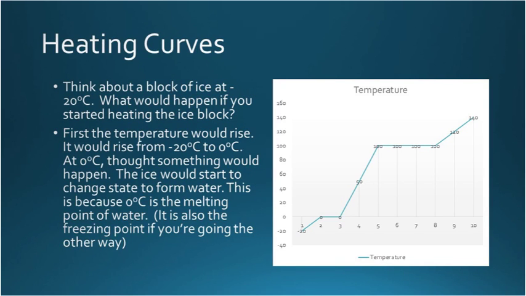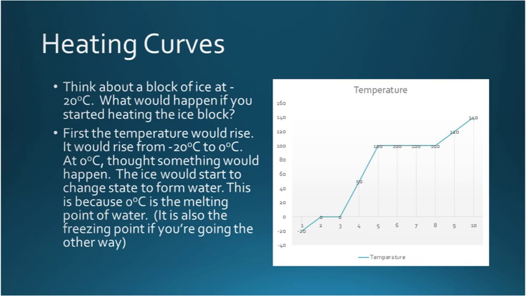Here's an example of a heating curve. Think about a block of ice at minus 20 degrees Celsius. What would happen if you started to heat the block of ice? At first, the temperature would rise. It would rise from minus 20 degrees Celsius to 0 degrees Celsius.